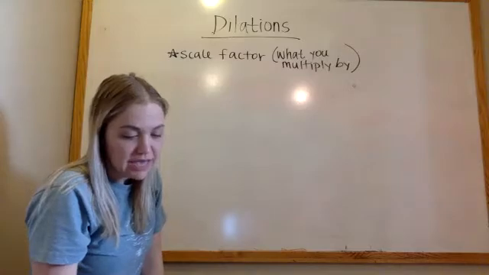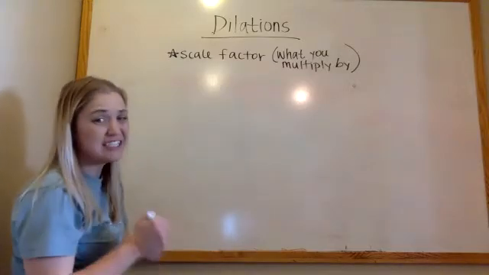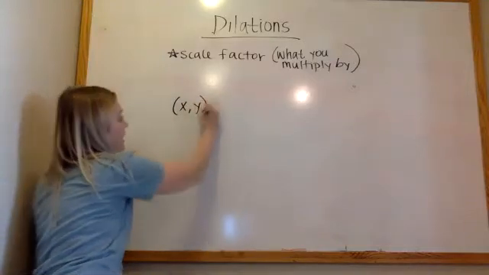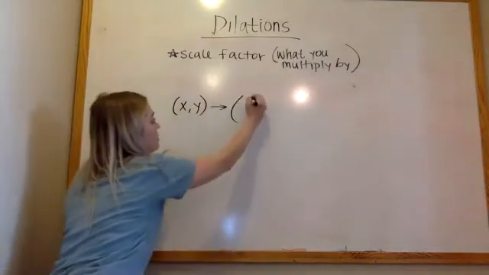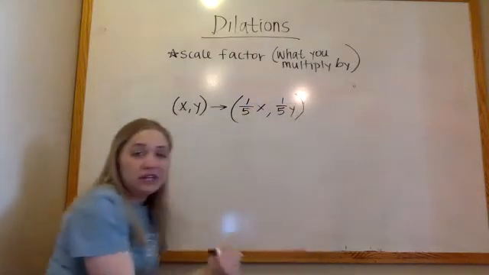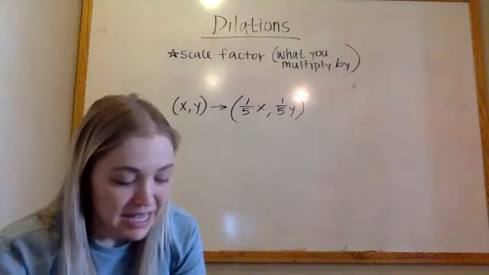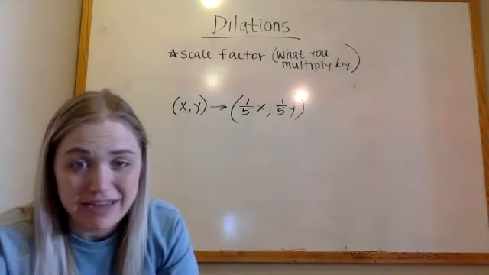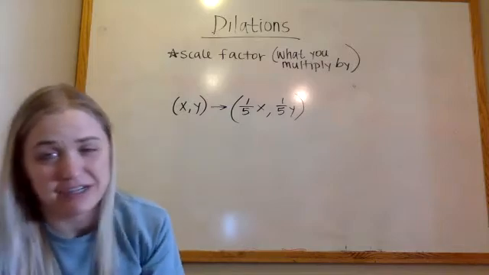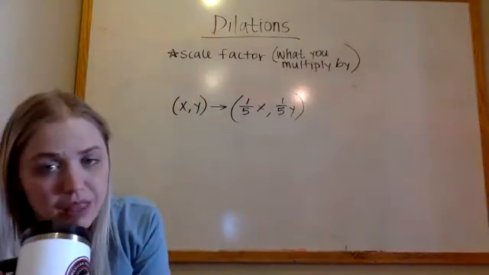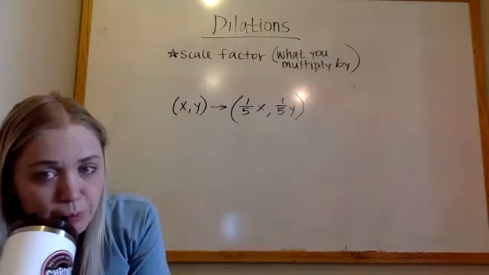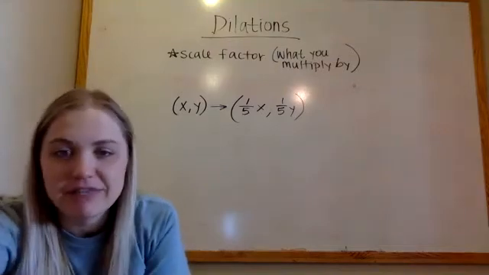I am going to give you a problem like this, and this is supposed to be a really easy problem. I'm going to say, here's the rule: (x, y) maps to (1/5 x, 1/5 y). And the only question that I'm going to ask you about this is, what is the scale factor? I want you to see if you can answer that. What is the scale factor of this mapping? Type it in the comments if you got it.